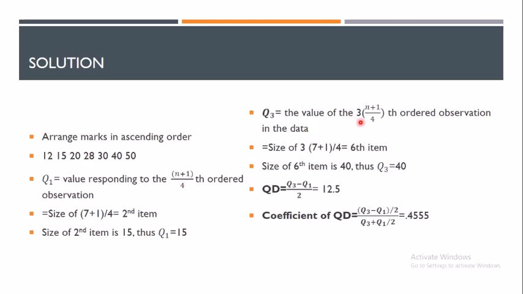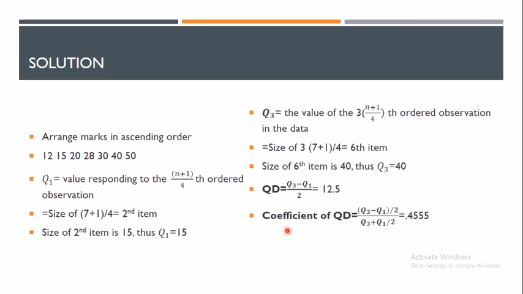Now you have to find out Q3. What is Q3? The value of the 3 times (n plus 1) by 4th ordered observation in that particular data. Here, as you know, n is 7. You substitute the value of 7 in this formula, and you will get the sixth item. In the observations, just check which is your sixth item, that is 40. So Q3 is equal to 40. Now what is quartile deviation? Quartile deviation is equal to (Q3 minus Q1) divided by 2, which is equal to 12.5.